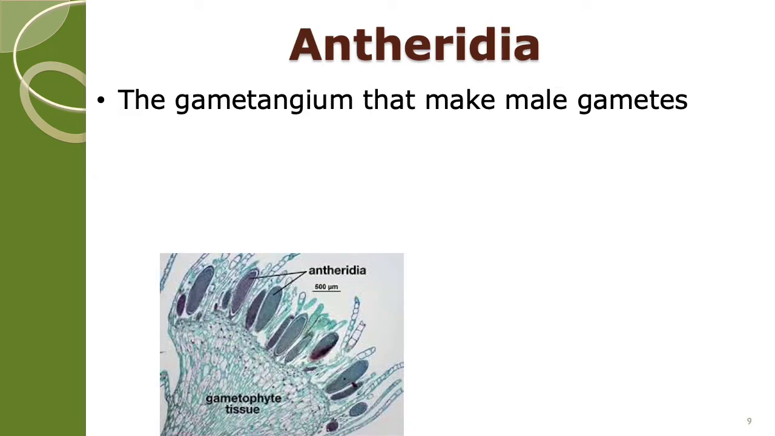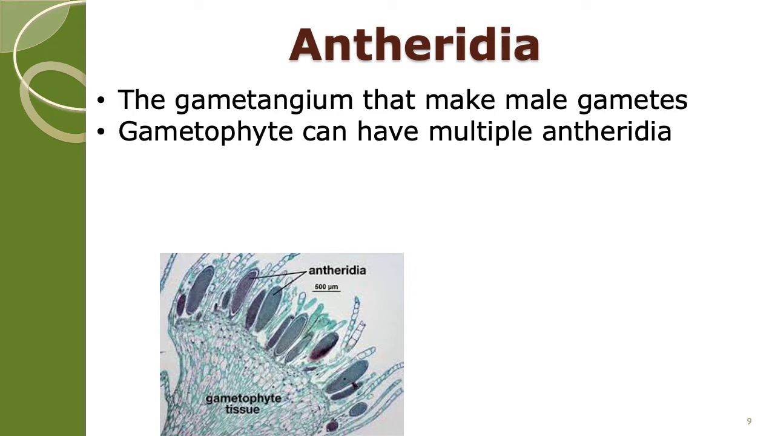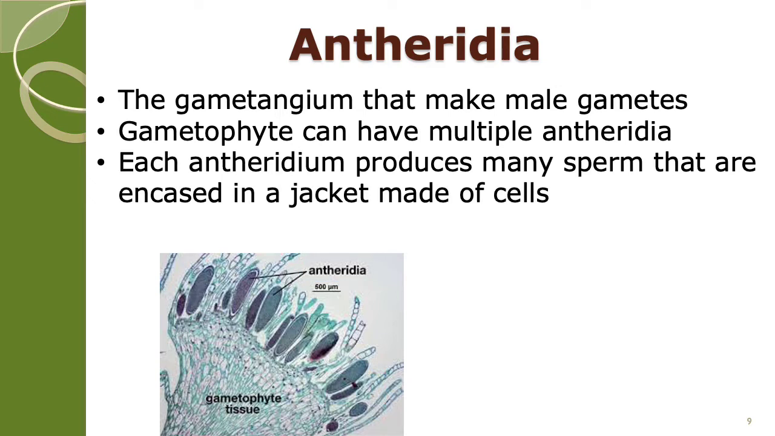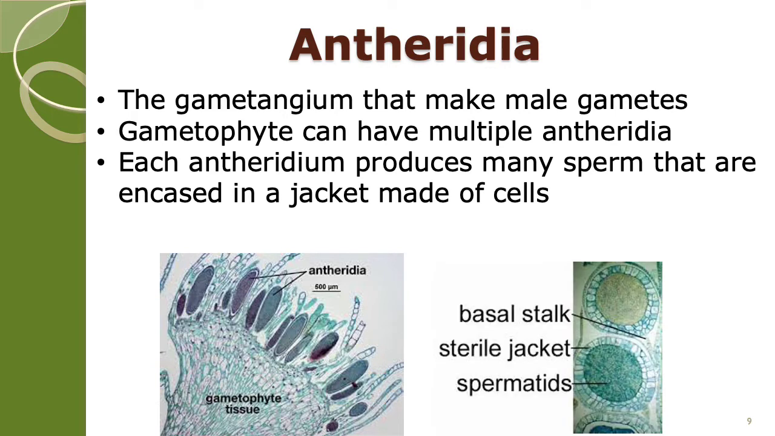Let us first focus on the antheridia. The antheridium is the gametangium that makes the male gametes, and a gametophyte can have multiple antheridia. Now, when we look at the figure, here we can see those oval dark blue or purplish structures, which are the antheridia. So as we can see in this specific picture, there are many antheridia present. Each antheridium produces many sperm that are encased in a jacket that is made of cells. So when we look at the picture to the right, here we can see the antheridia, and there are at least two complete antheridia that we can observe.